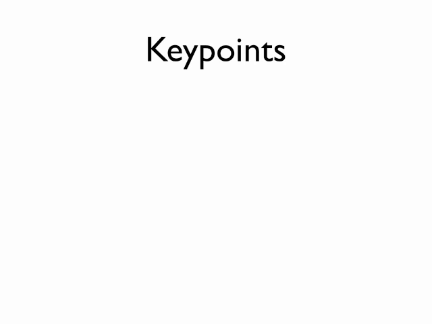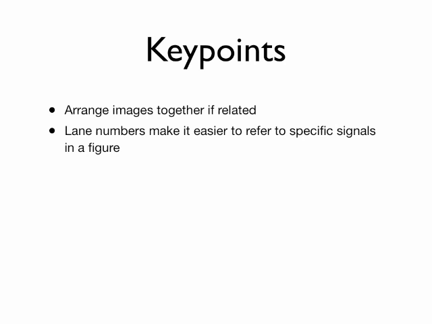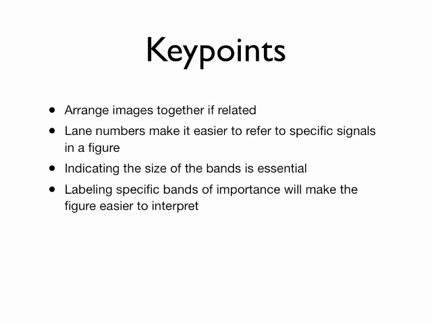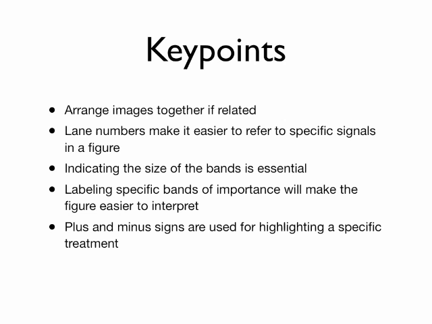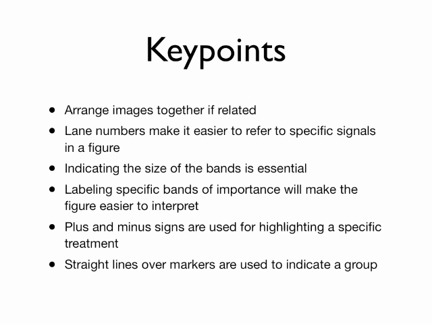So the key points to remember are: arrange images together if related. Lane numbers make it easier to refer to specific signals in a figure. Indicating the size of the bands is essential. Labeling specific bands of importance will make the figure easier to interpret. Plus and minus signs are used for highlighting a specific treatment. Straight lines over markers are used to indicate a group.